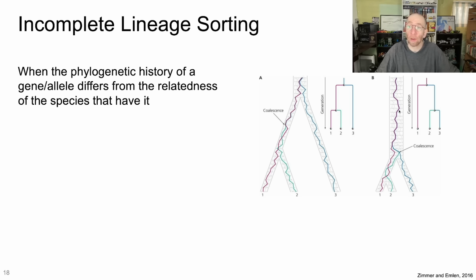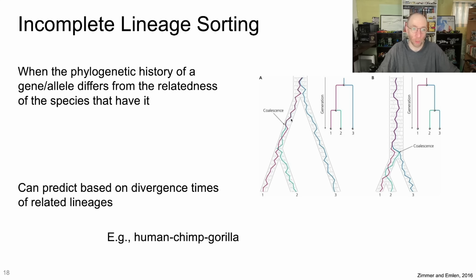But if you look at the pattern of the genes diverging from each other, the pink one branches first, then the green and the blue split. So you get a different phylogenetic tree based on that gene compared to what we saw in panel A right here. That's called incomplete lineage sorting.